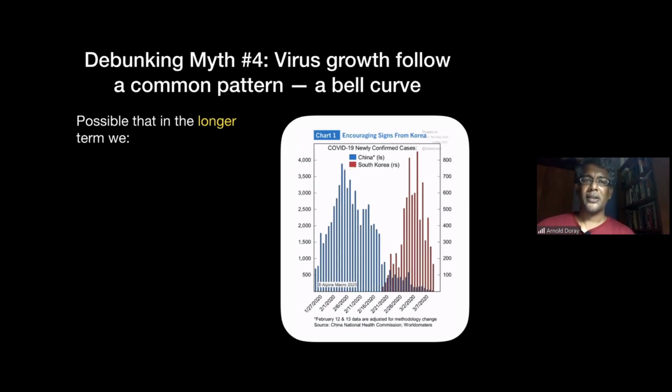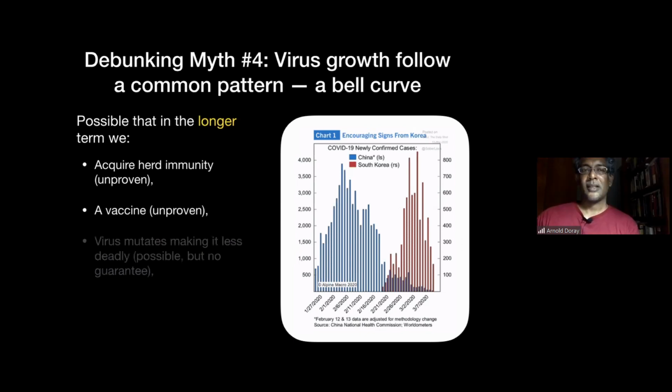Now, it is possible that in the longer term, we actually acquire herd immunity, but this is still unproven. We don't know if that's possible. Or perhaps we get a vaccine. Again, this has not been completely proven yet, although people are working on a vaccine. The third point is that the virus mutates, making it less deadly. Now, this is possible. We've seen it with SARS in the wild, which mutated to the point that perhaps it wasn't so dangerous anymore. But again, with this virus, there's no guarantee that will happen.